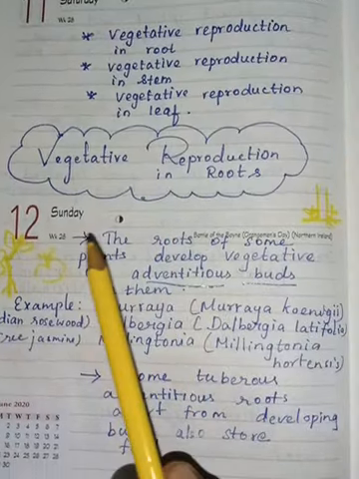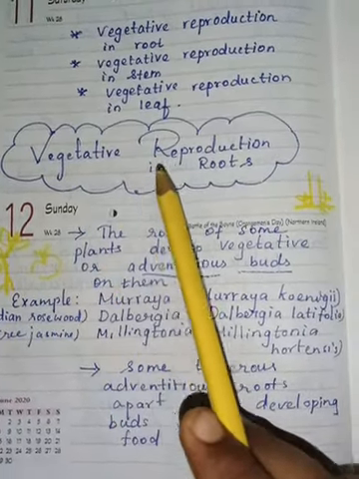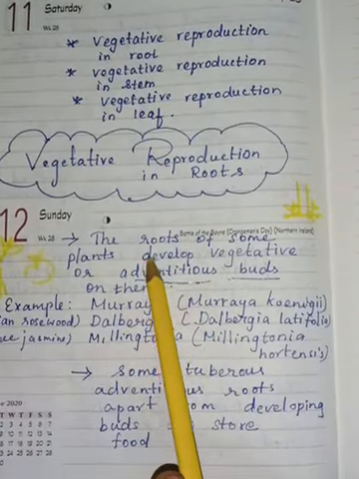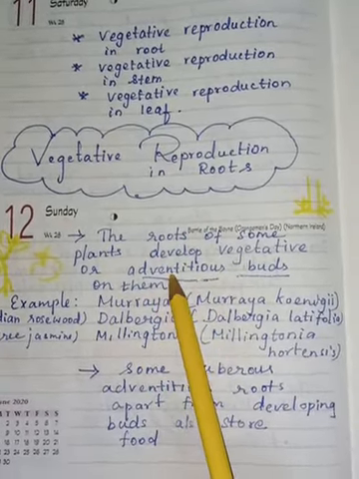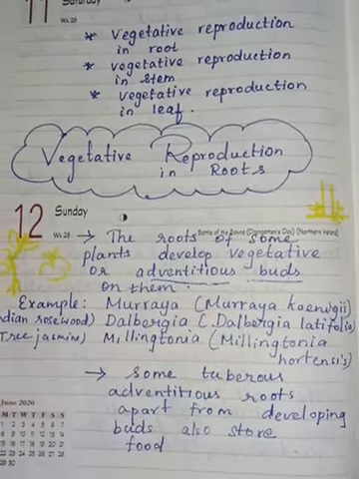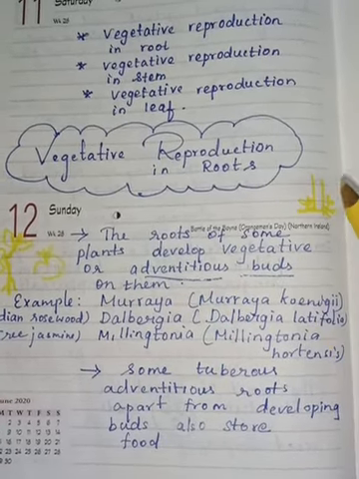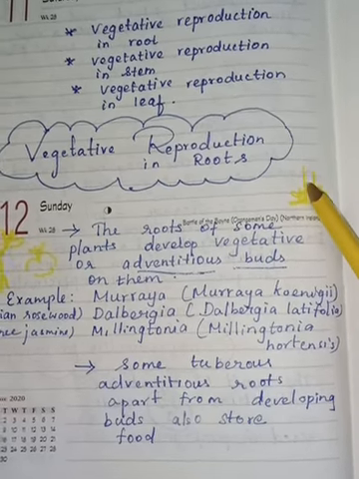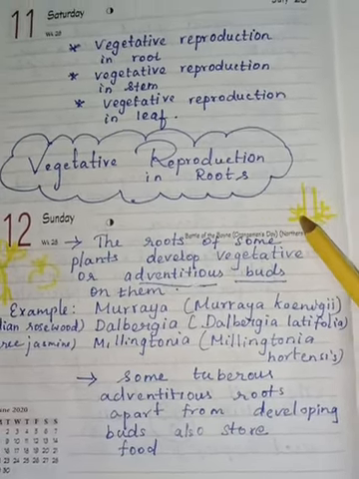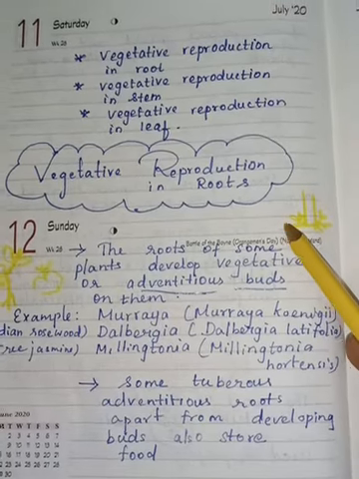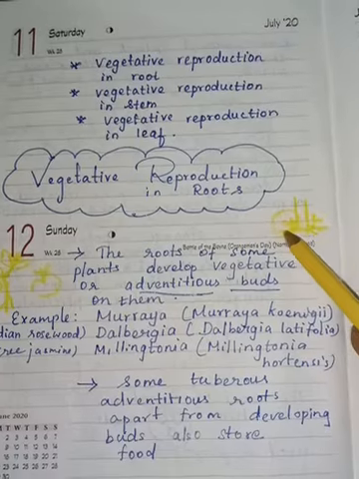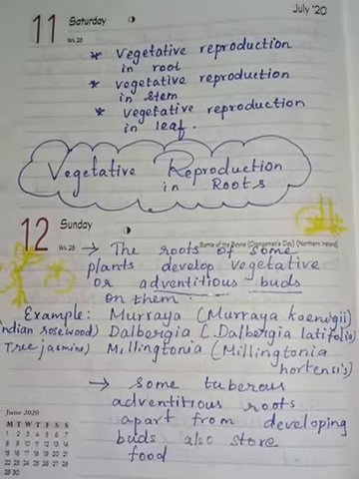Okay, so now we enter into vegetative reproduction in root. Roots of some plants develop vegetative or adventitious buds on them. Consider this as a plant, and here is the root. Roots of some plants develop adventitious buds on them. What is meant by adventitious buds?